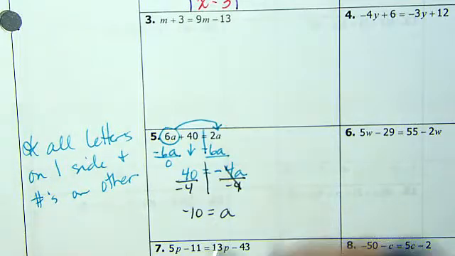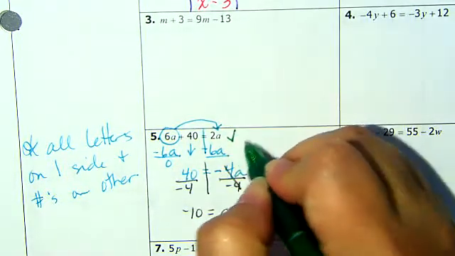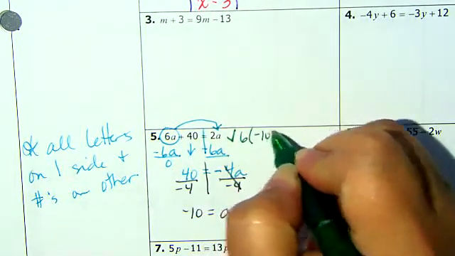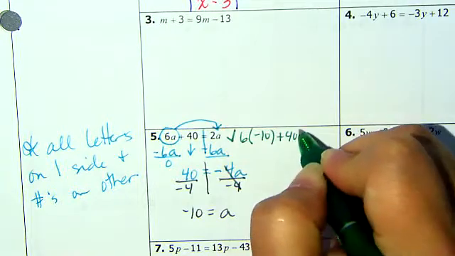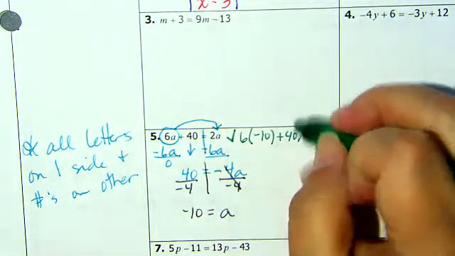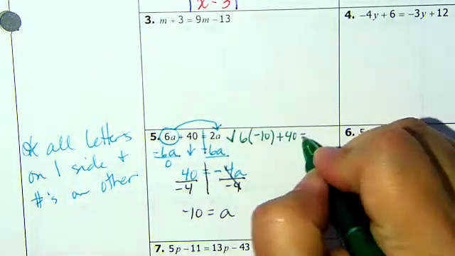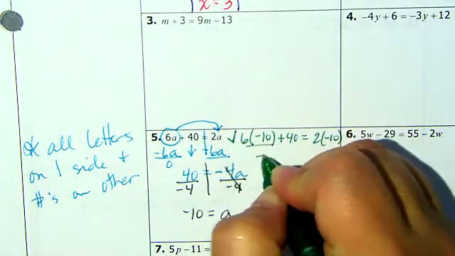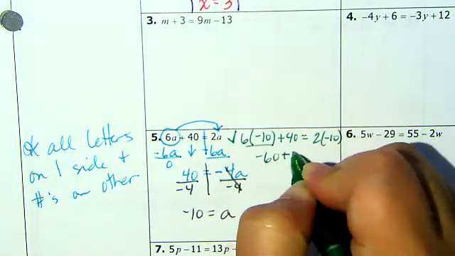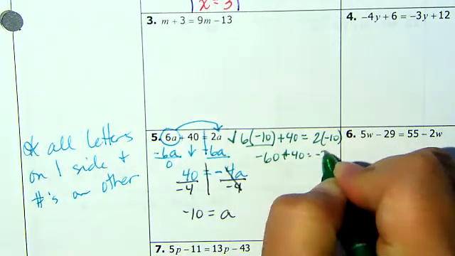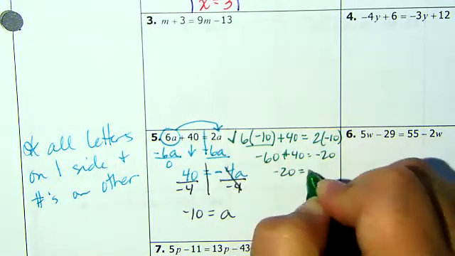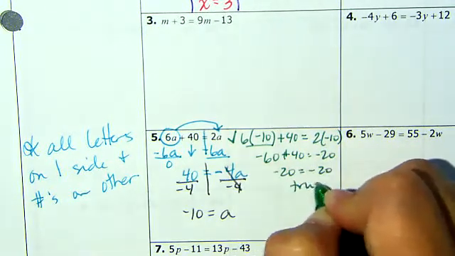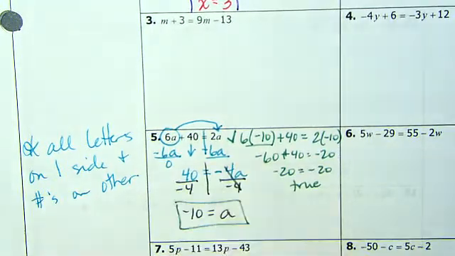And now we check by plugging it back in. So I have 6 times negative 10 plus 40, parentheses there, equals 2 times negative 10. So I simplify. So I end up with negative 60 plus 40 equals negative 20. So that's going to give me negative 20 equals negative 20. This is true. So therefore, this is my correct answer.